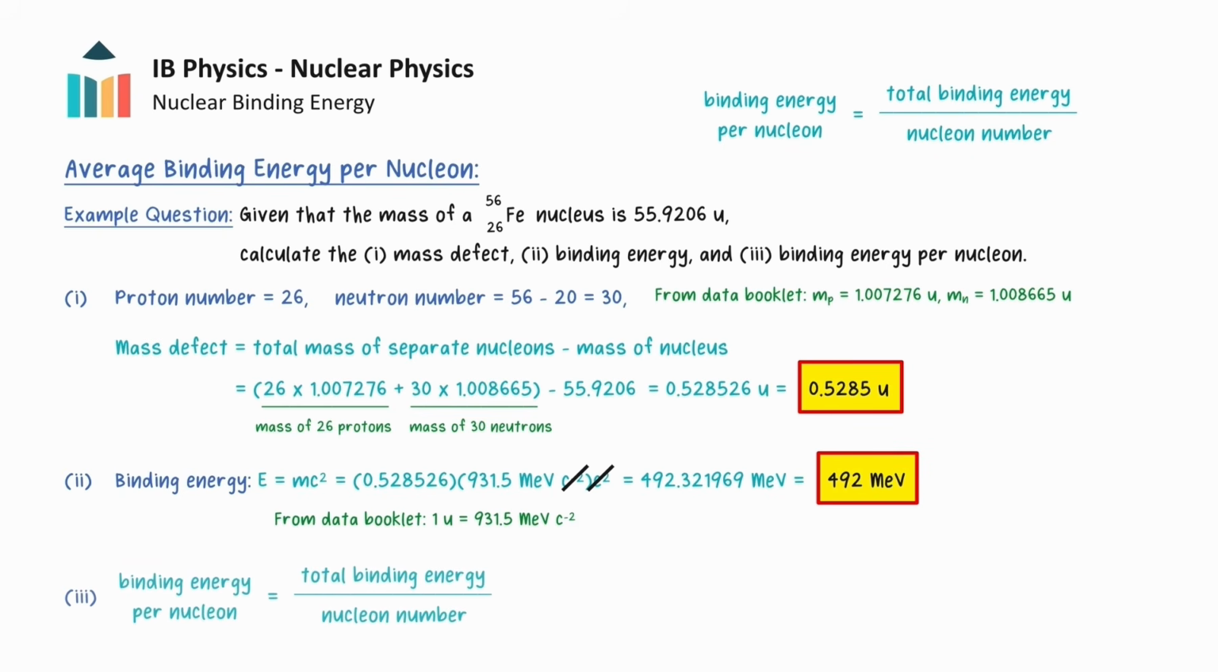Finally, in part 3, we note that there are 56 nucleons in iron-56. So the binding energy per nucleon is calculated from taking the 492 MeV from part 2 and dividing this by 56, giving a value of 8.79 MeV.